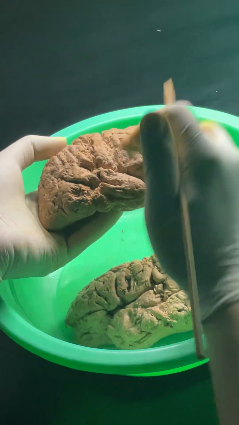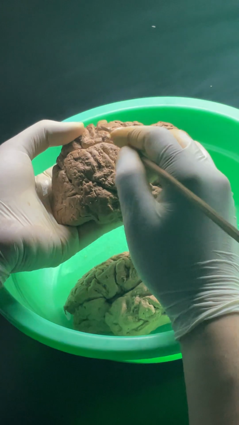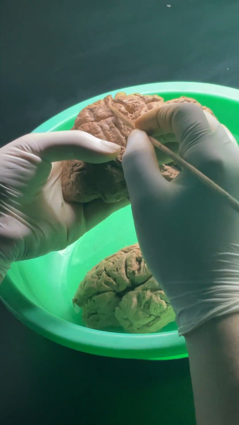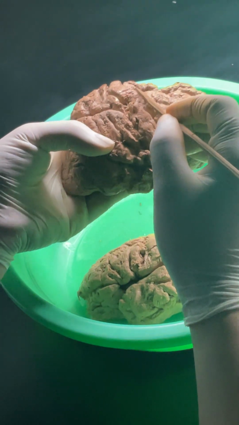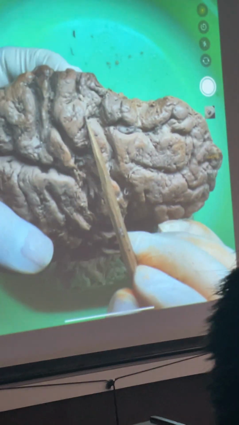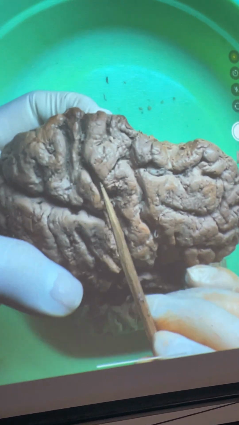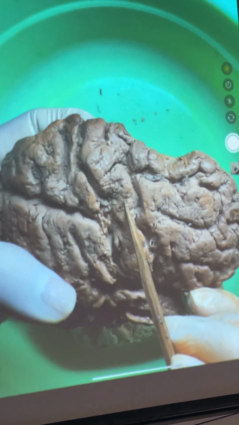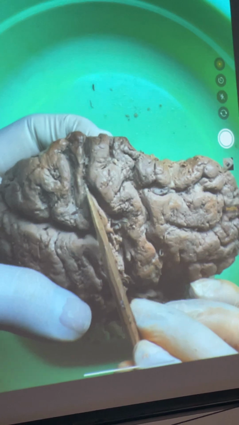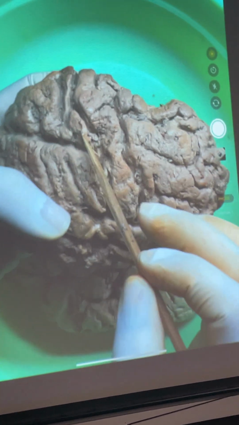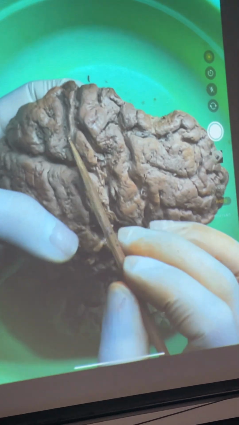When there is a sulcus, there is a gyrus. So this is the post-central sulcus, this is the pre-central sulcus, and this is the central sulcus of Rolando. This must be the pre-central gyrus, and this is the post-central gyrus. Do you see it? Yes. Now, I know that there are a lot of sulcus and gyri.